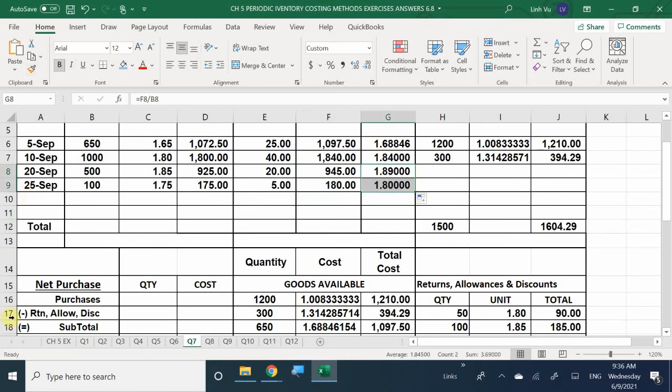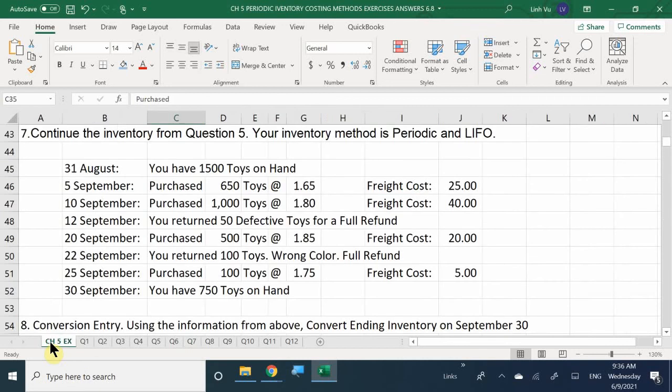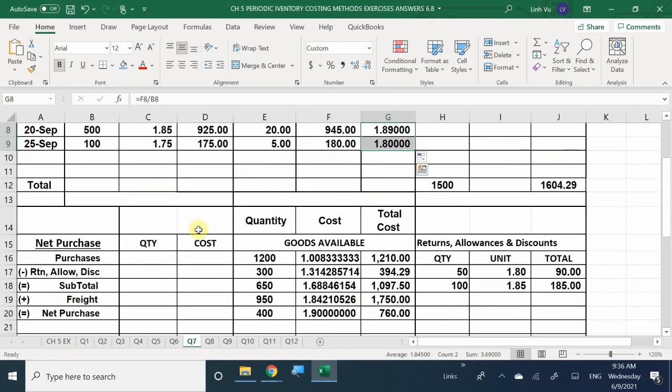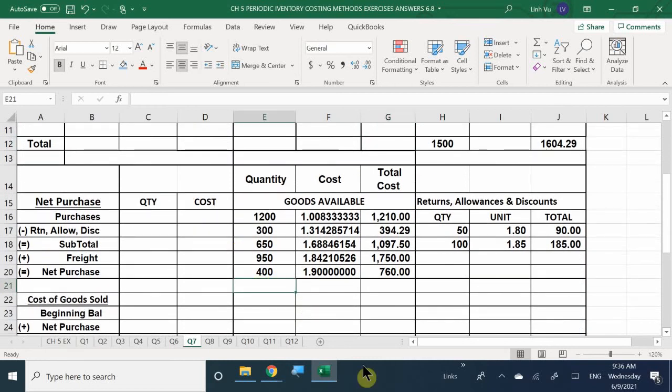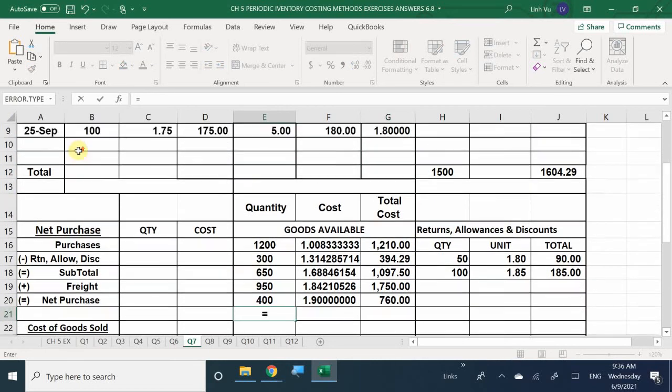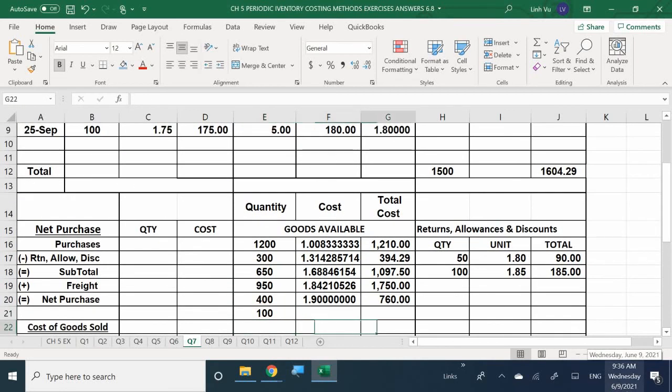And of course, since we've reached the end of the period, we have a total ending balance. Someone went down to the basement and told you you only have 750 toys left on hand. So therefore, no changes to this batch. I'm going to add it to my goods available, the 100 items at a total of 180, bringing my cost per item to $1.80.